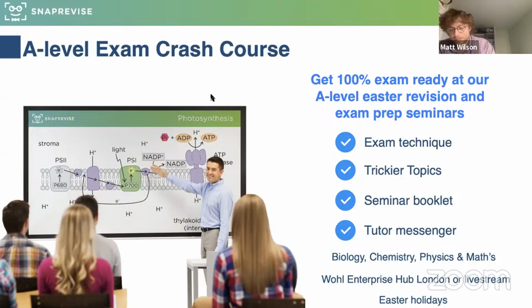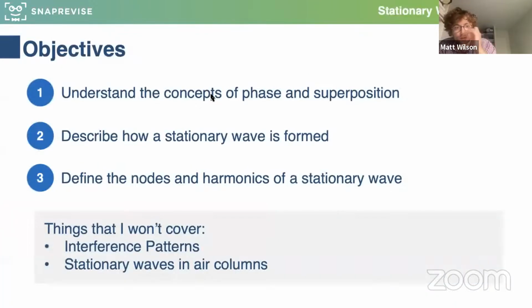So let's get stuck into the course then, shall we? As I said, today is about stationary waves. Our goals are to understand the concepts of phase and superposition. We'll need these if we're going to understand stationary waves. We're going to try and describe how stationary waves are formed, and we're going to define the nodes and harmonics of a stationary wave. Things we won't be covering are interference patterns of stationary waves in air columns.